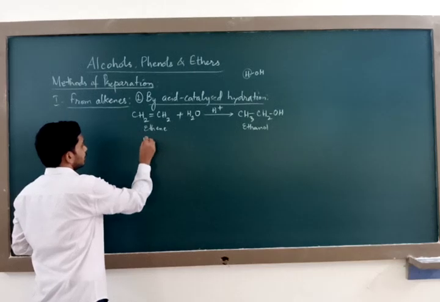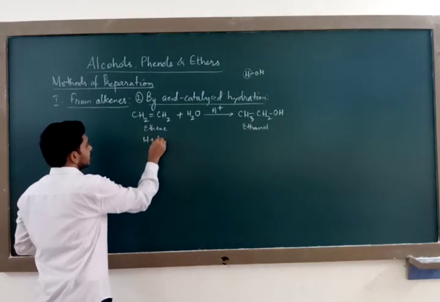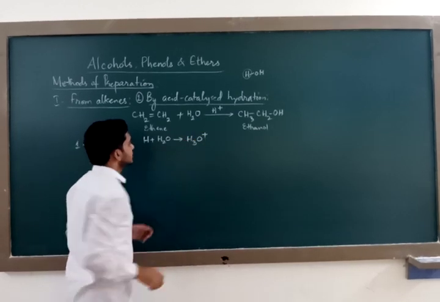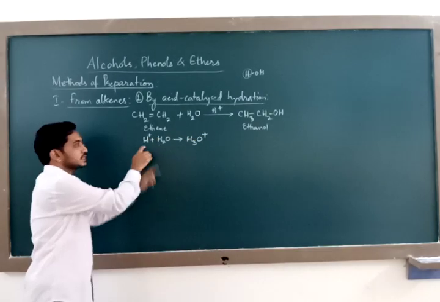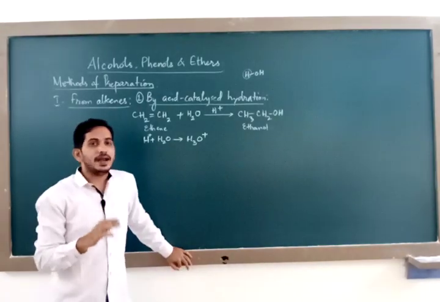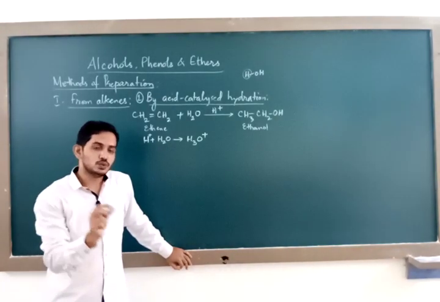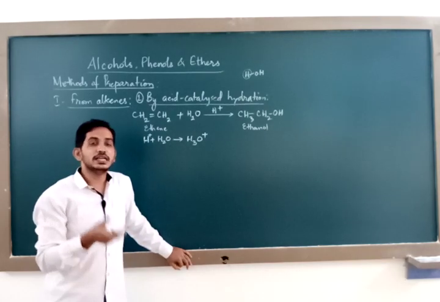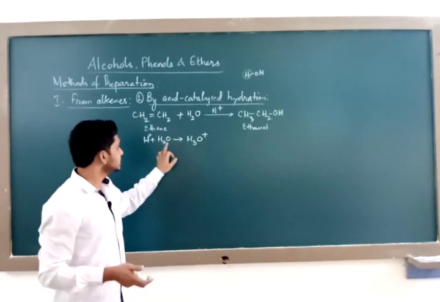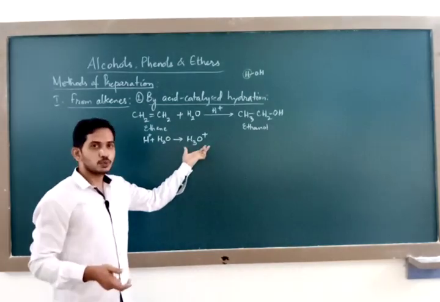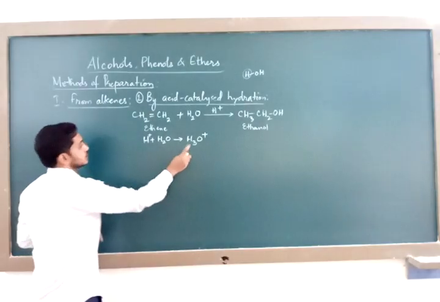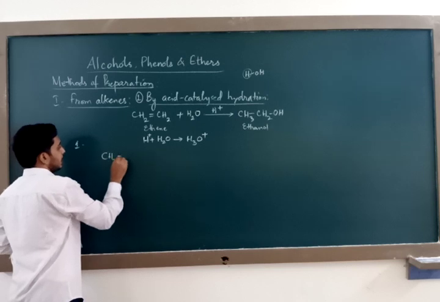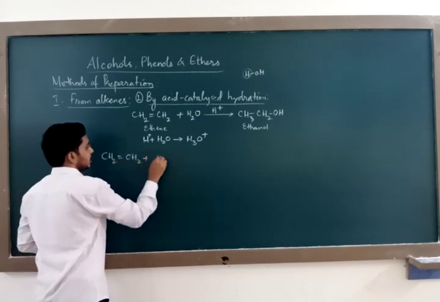First, any acid is reacted with water so that it generates hydronium ion. This H plus cannot be easily added. It is very difficult to isolate a proton and add it to a compound. For that reason, we prepare a medium which contains protons. For this reason, acid is dissolved in water so that it generates hydronium ions. This hydronium ion is reacted with alkene.